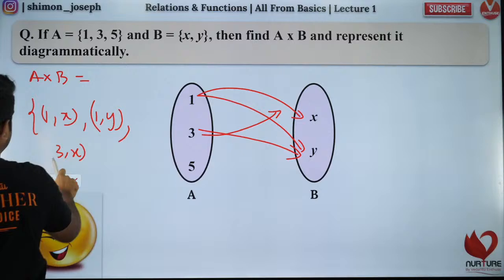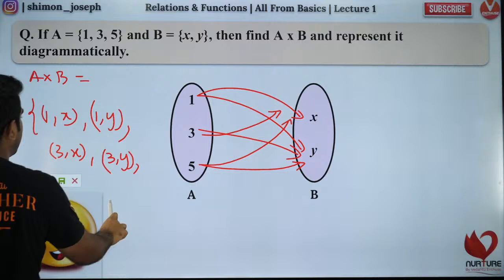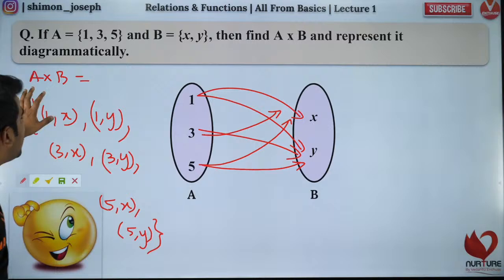I hope you guys got that. Then 5 can go to X, 5 can go to Y. So I'll have (5, X) and (5, Y). Are you all cool with it, my dear children? So that is my A cross B, and see, the arrow diagram makes it laddu.